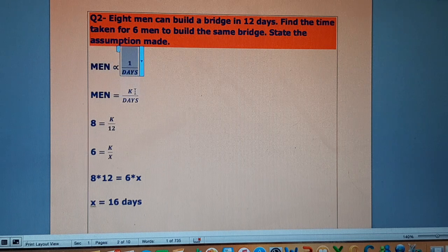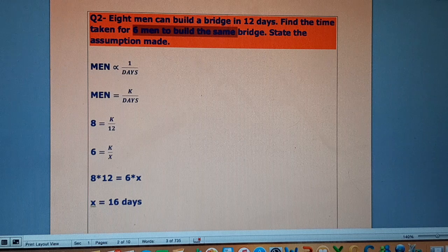So men will be equal to k over days, inserting a constant k in order to remove the proportionality sign. Now 8 men, here men are given as 8, so in place of men use 8 and they take 12 days. So in place of days use 12. Now you can find the value of k from here. k will be equal to 12 multiplied by 8. Similarly, the value of k for the second condition can also be obtained. 6 men will take how much time?